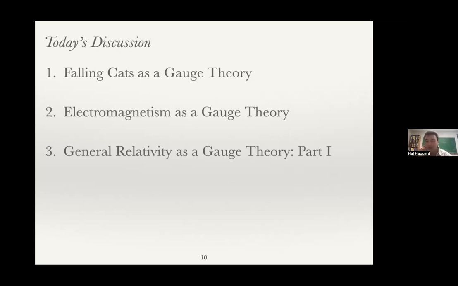I made a little bit of false advertising last week. I thought I might get through GR as a gauge theory completely today, but I'm only going to get halfway through, and it's actually nice. It splits nicely. So the other half of GR as a gauge theory we'll do in the next lecture, and that connects with this topic of spin networks, and so that's a nice split. All right, so let's begin discussing cats as a gauge theory.